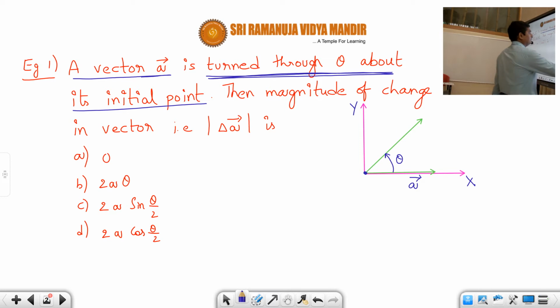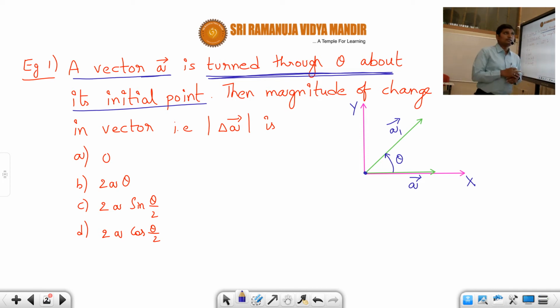Now is this a new vector, students, or not? Definitely a new vector. Although magnitude wise it is the same, direction wise it is different, so it is a new vector. Let us call it A1, whose magnitude is the same as A bar, but direction wise A bar is along the positive x-axis, whereas A1 is between the positive x-axis and the positive y-axis. So they are different vectors.